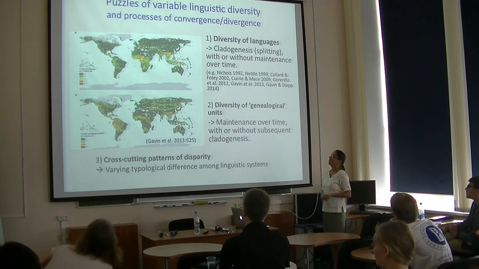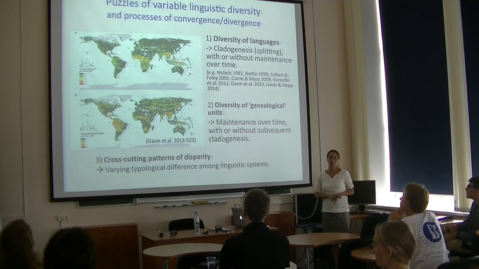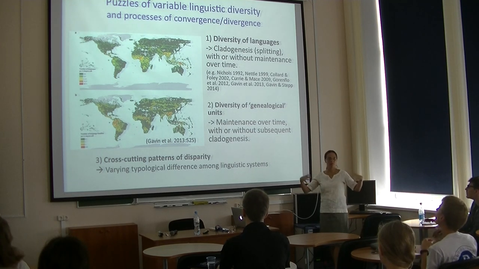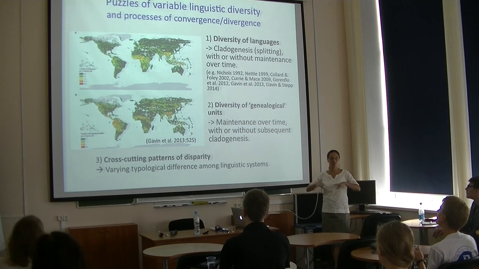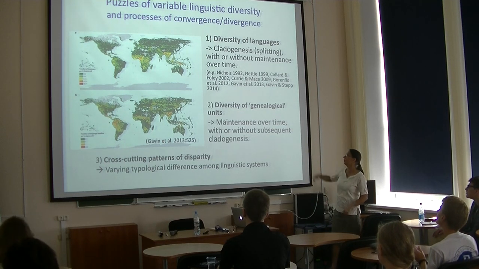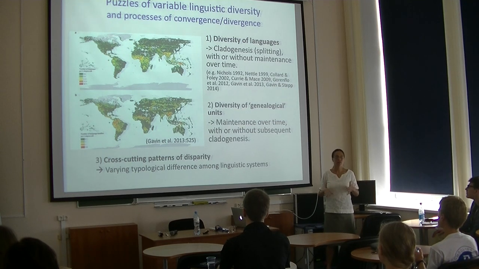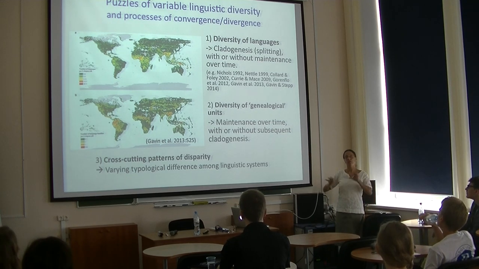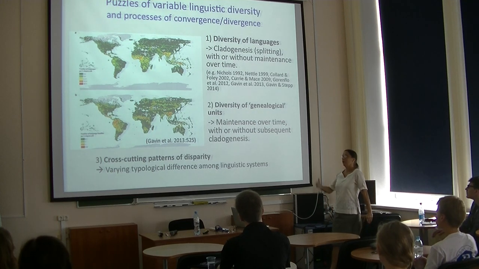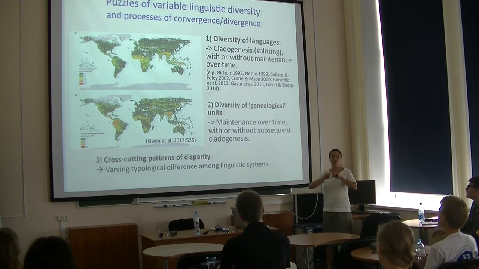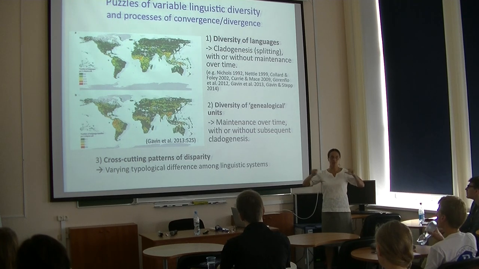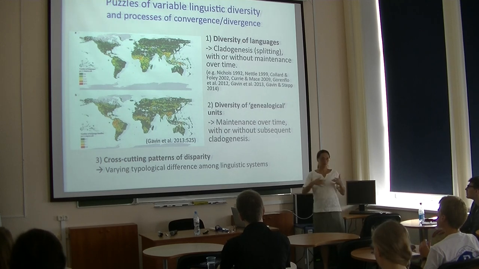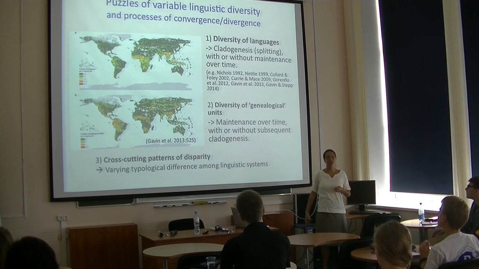And this is the area that's really gotten the most attention in the literature, as far as just how do we explain regions that have lots and lots of languages versus regions that just have a few. But then there's the diversity of language families or genealogical genetic units. And that's a slightly different question. Right? And if you think about the processes that lead to this diversity, there are different processes that might be implicated. So diversity of languages, this involves presumably processes of diversification or splitting or phylogenesis. It's more agnostic about the degree to which those languages are maintained over time.